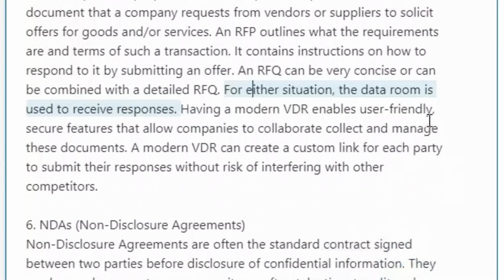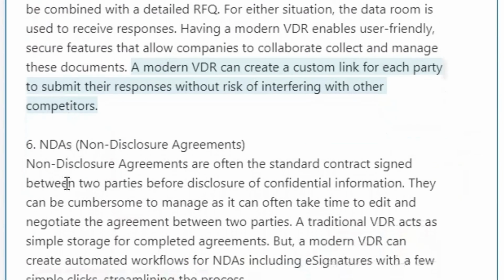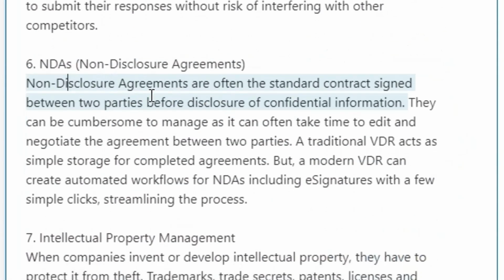For either situation, the data room is used to receive responses. Having a modern VDR enables user-friendly, secure features that allow companies to collaborate, collect and manage these documents. A modern VDR can create a custom link for each party to submit their responses without risk of interfering with other competitors.